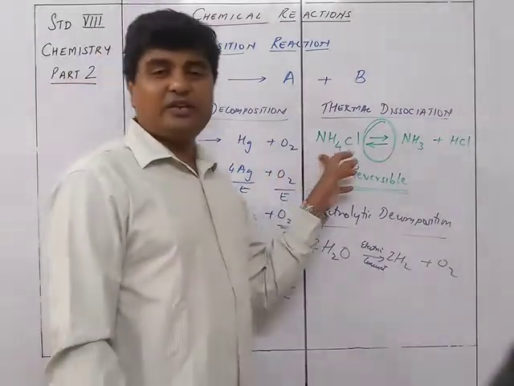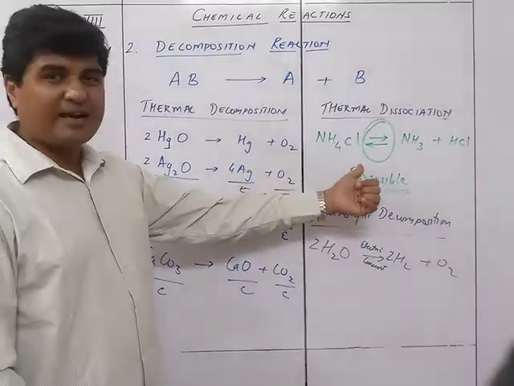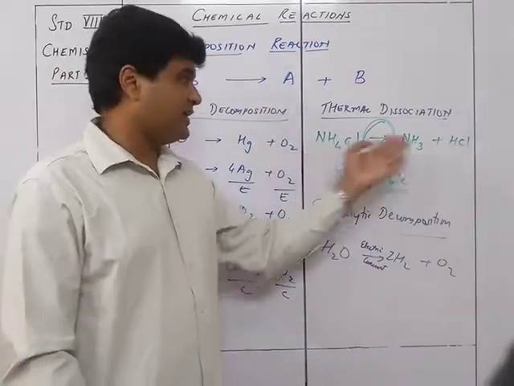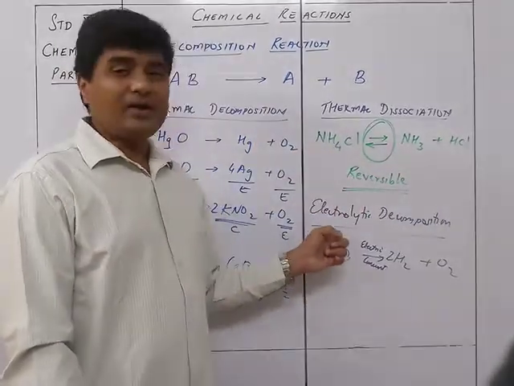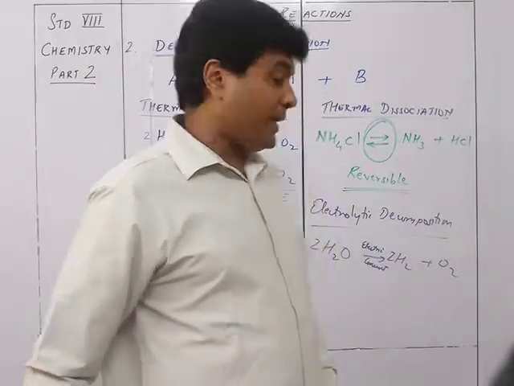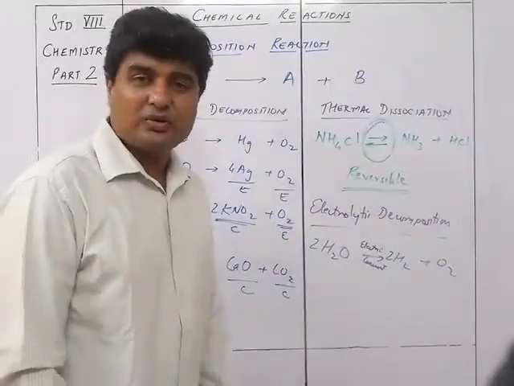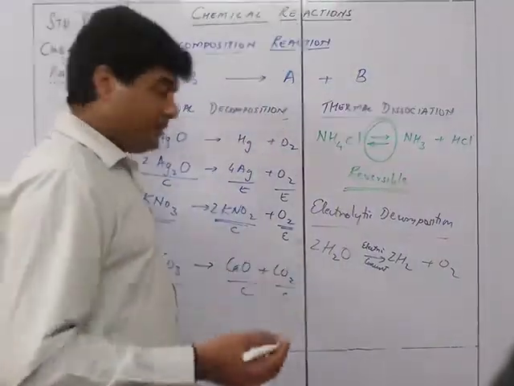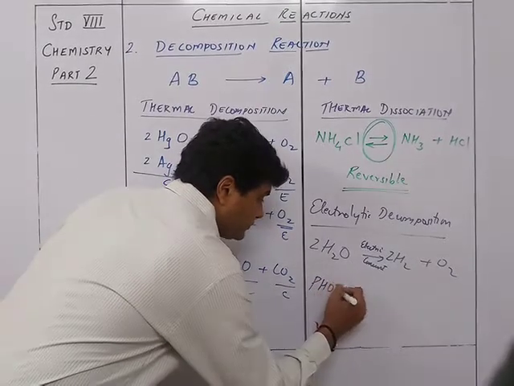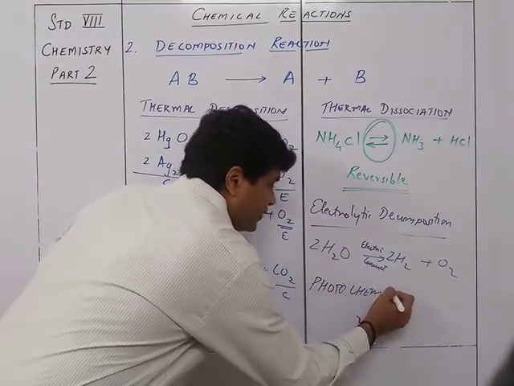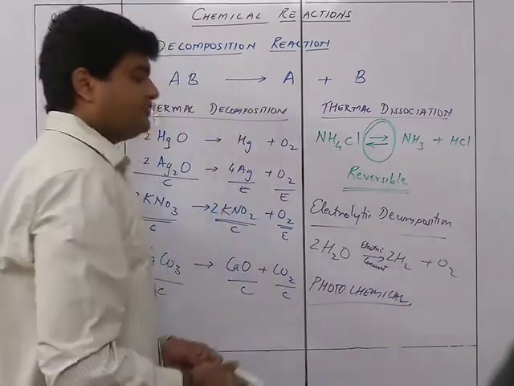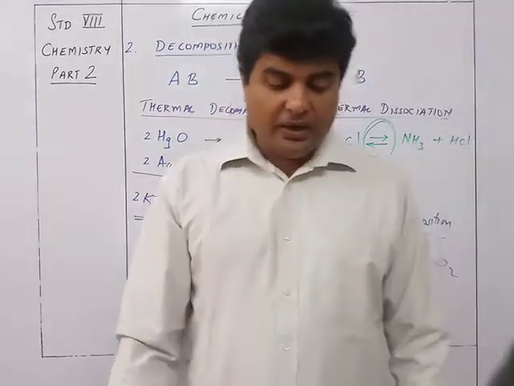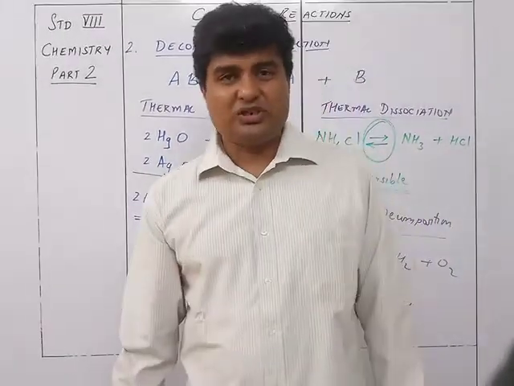So this is thermal decomposition of three types. This is thermal dissociation. The difference between this and this is that this is a reversible reaction. On heating it becomes this way, on cooling it becomes NH4Cl. So that is a reversible reaction. Electrolytic decomposition: when electricity is passed through a compound and it splits into two parts, then it is electrolytic decomposition. And if photochemical, that is if light is made to fall on the compound and gives rise to its decomposition, it is called a photochemical reaction. So this way you have the different decomposition reactions which are present.